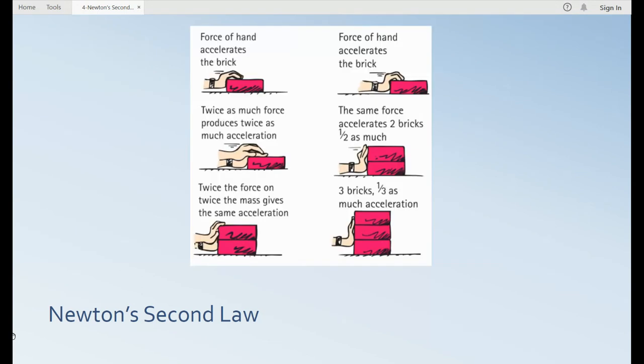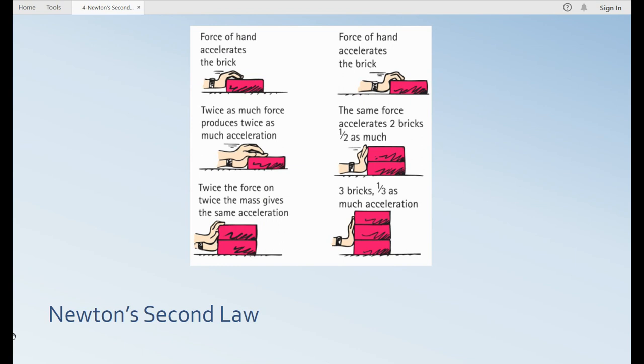Let's look at this in action. Let's say we have some bricks and we're going to accelerate them in the top pictures by the force of one hand, and we'll just call that one hand of force. So we get a certain acceleration when we accelerate one brick with one hand's worth of force. Over here on the left in the second picture down, if we have two hands of force, say someone else is helping us push the bricks, we're going to get twice as much force pushing that brick and twice as much acceleration.